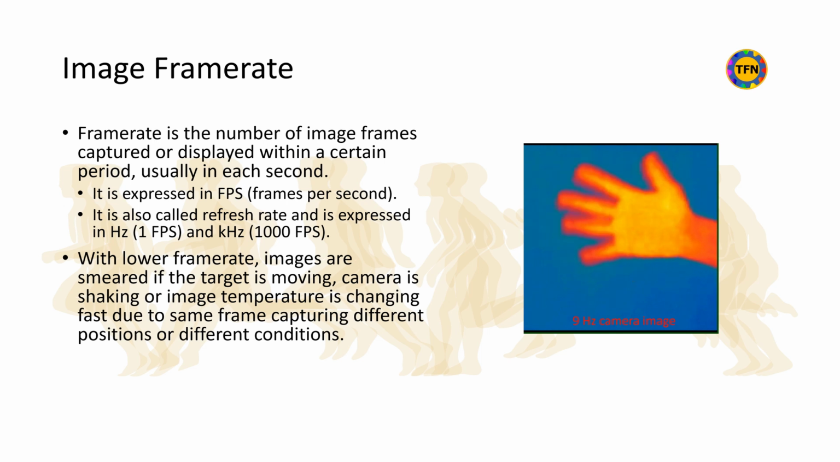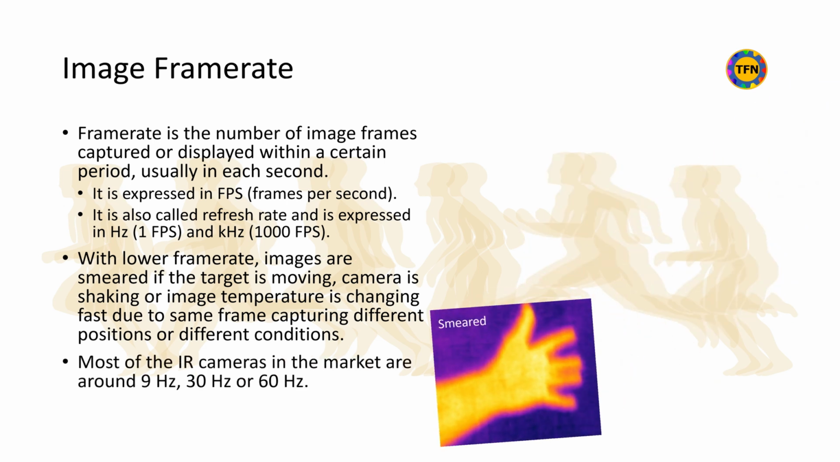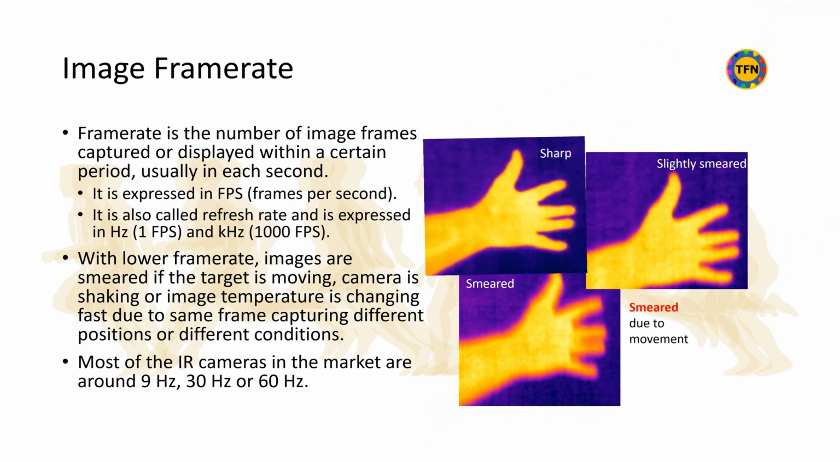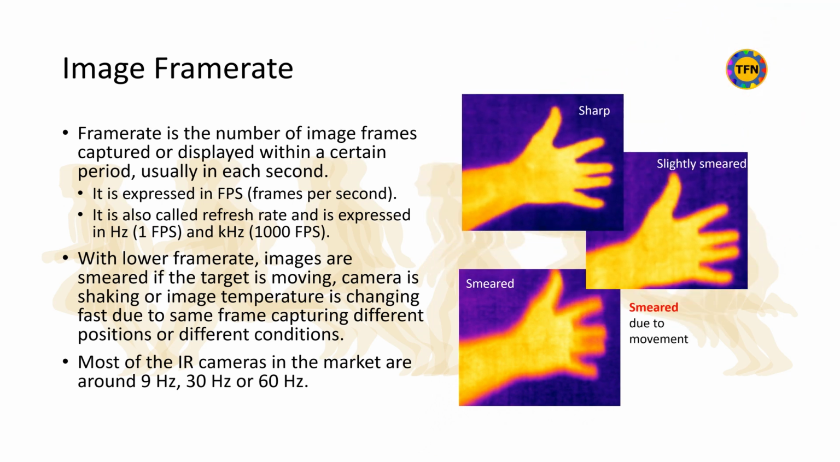Images could be smeared if the target is moving or camera is shaken during the capture of the image frames, due to same frame capturing different positions of the target. Therefore, low frame rate cameras are susceptible to have smeared images. Unfortunately, frame rate of most of the low-cost thermography cameras is around 9 Hz, which is very low.